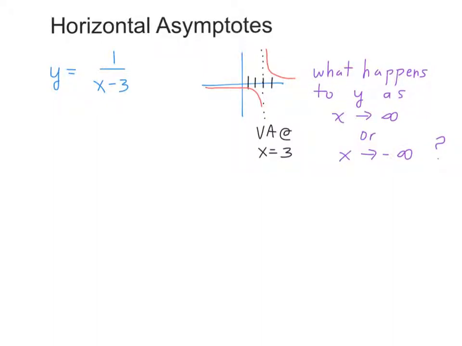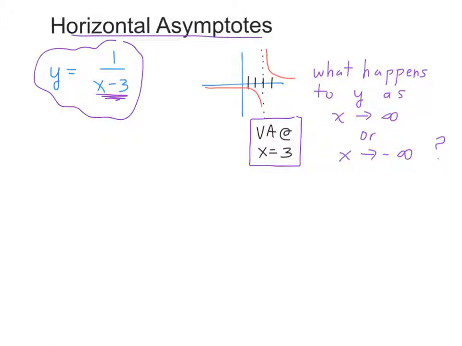Okay, we're going to look at horizontal asymptotes now. So we're going to look at the same function again, y equals 1 over x minus 3. We said in a previous video that we have a vertical asymptote at x equals 3. We knew that by setting the denominator equal to 0 and solving for x. So we're now focused on horizontal asymptotes. These are asymptotes that run left to right.